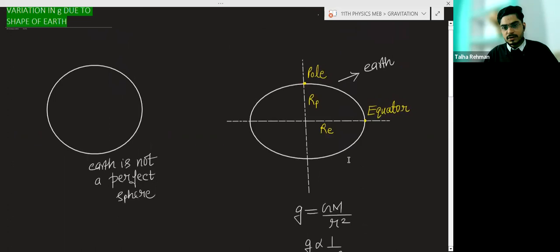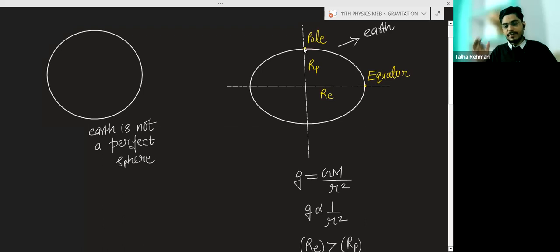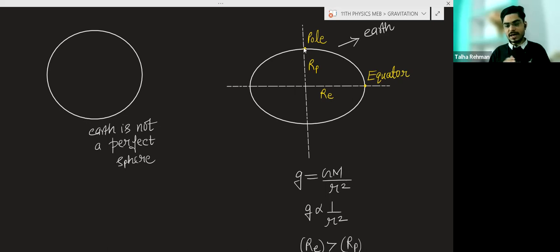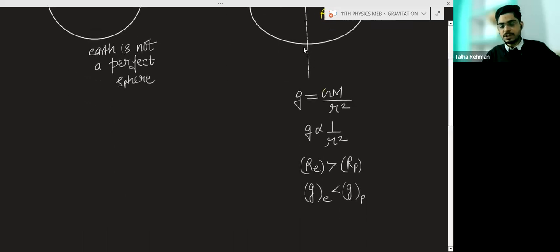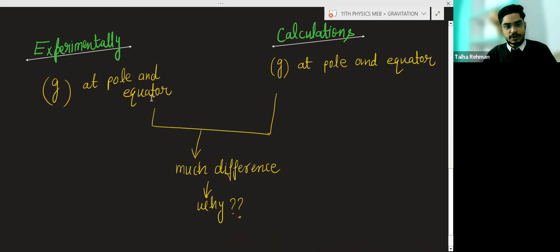But when we find the value with the help of calculation at the equator and pole, and when we find the value with the help of experiments, we see there is a large difference in the g value. Experimentally, we have found the value of g at pole and equator, and this is g at pole and equator that we have calculated. And we have seen there was a much difference between this g and this g.